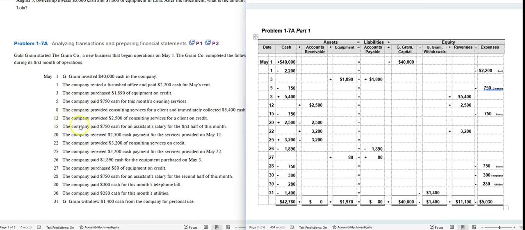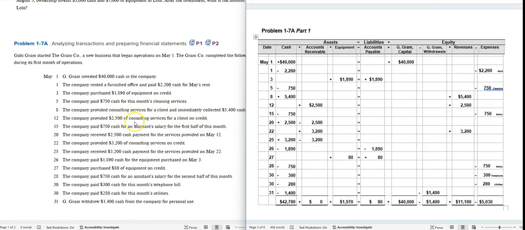On May 12th, the company provided $2,500 of consulting services for a client on credit. Again, the company provided the service, they have earned the revenue. We record revenues at the time they are earned. Even though the client didn't pay, the client owes the company for the services they were provided.